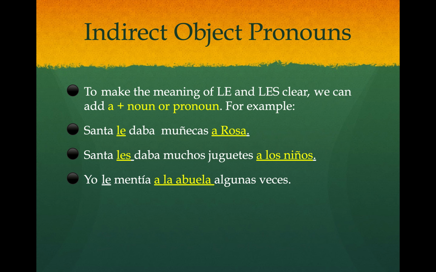And one more, yo le mentía a la abuela algunas veces. The key here is it says I used to lie. To whom? We're going to find the letter A plus the noun or a pronoun. In this case, it's a noun that means grandmother. So I used to lie to the grandmother sometimes. Yo le mentía a la abuela algunas veces.